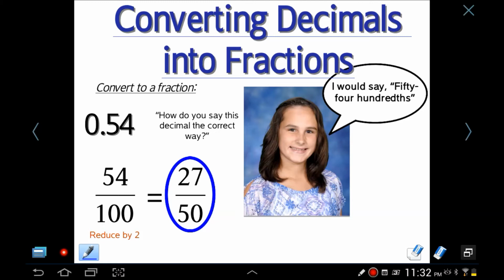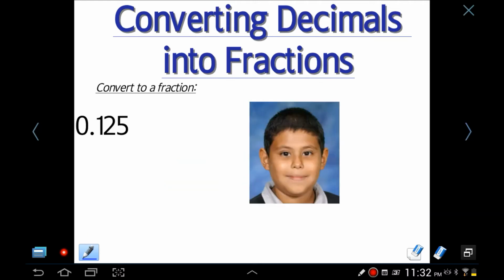Now, Kaylee, don't you usually wear glasses? You better put your glasses on when you're doing your math, okay? Oh, there you go. She's got them on. Thanks, Kaylee. All right, next one here.